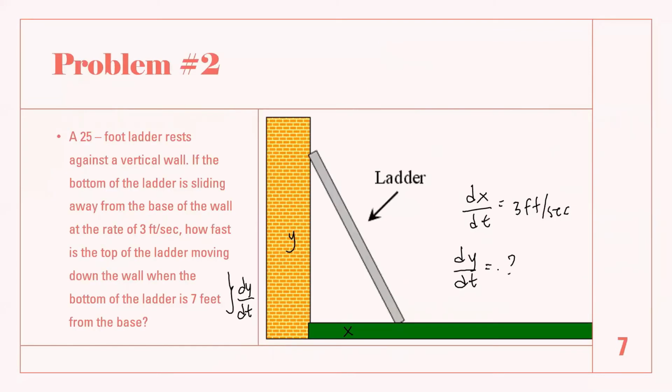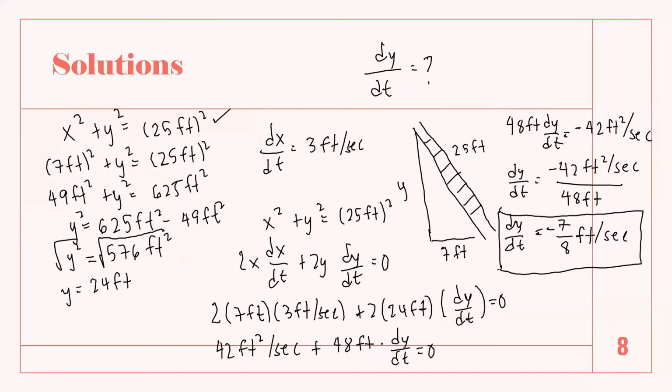So, we can conclude that the top of the ladder moves down the wall when the bottom of the ladder is 7 feet from the base at the rate of negative 7 over 8 feet per second. So, it is decreasing because it is negative. When the ladder slides, x gets longer, but y gets shorter because the ladder is falling.